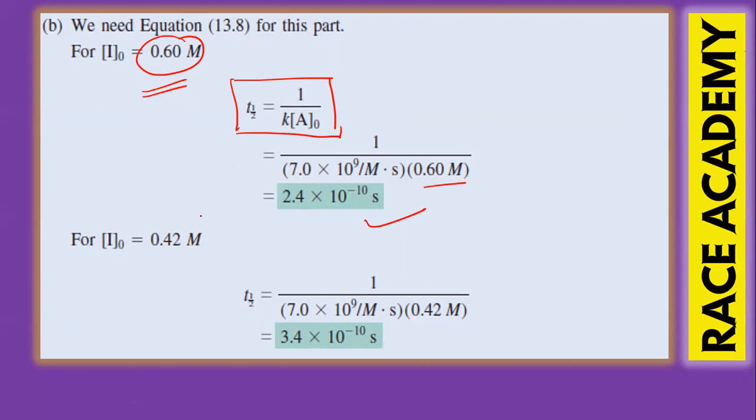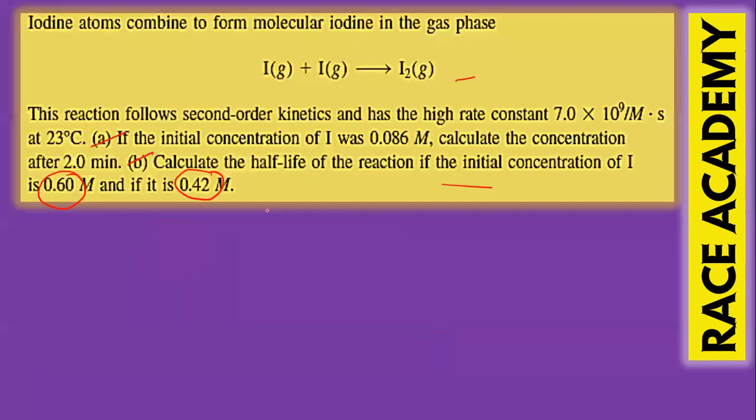In the other case, they asked us to take 0.46 as the initial concentration at the same rate constant and find the half-life. The half-life we got is 3.4 times 10 to the power of minus 10 seconds. You can check it in your calculation. So this is the answer, and in that way the question can be solved. In this we have two calculations: one is concentration after a particular time interval, and the other is half-life for a particular initial concentration for the second order reaction.